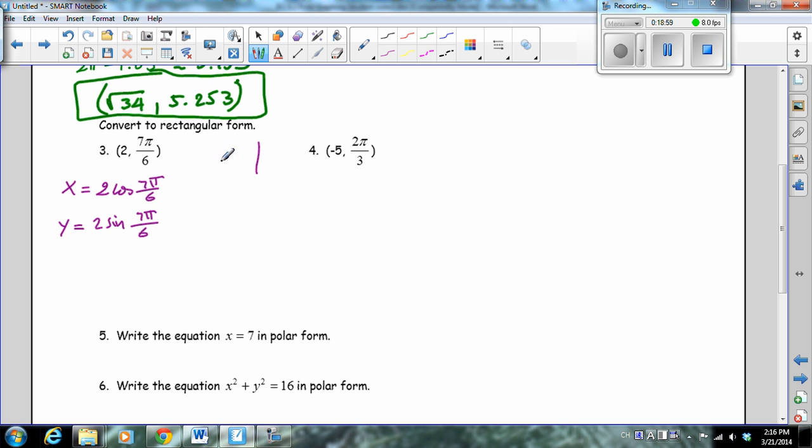Where is 7 pi over 6? 7 pi over 6 is located in quadrant 3, which is here. Reference angle is 30, so this is -1, negative square root of 3, and 2. Now, the cosine here is negative square root of 3 over 2. I'm taking this back down to say x is equal to 2 times negative square root of 3 over 2, which is just negative square root of 3, and y is equal to 2 times the sine, which is -1/2.